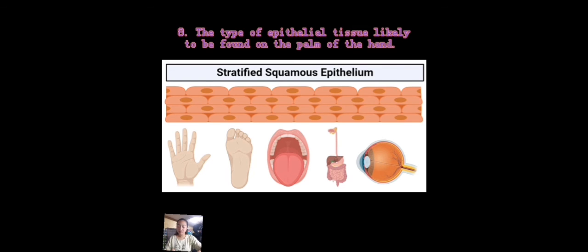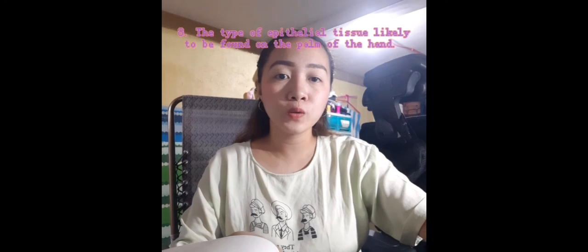Next question is, it is a type of epithelial tissue likely to be found on the palm of the hand. So it's going to be stratified squamous. Those are some questions that we were able to identify during our laboratory exercise on epithelial tissue.